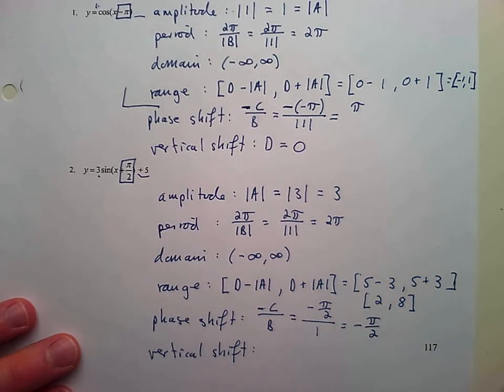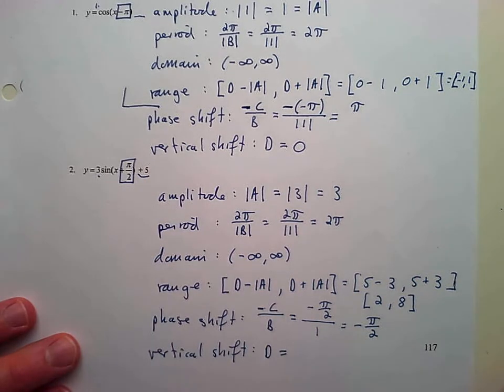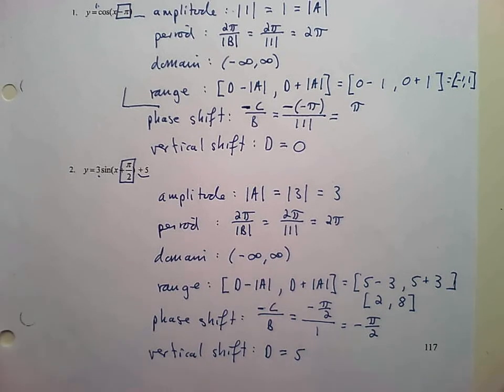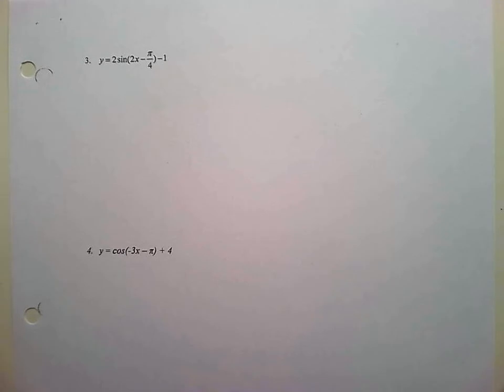The vertical shift is given to us by D. D, again, being whatever we're adding or subtracting to this function here at the end of this. So here it's just equal to a positive 5. That then is number 2. Number 3 is very similar to those examples, just more practice of the same.